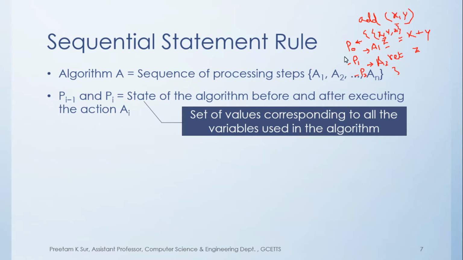Now if you look here, in p0 the value of z will initially be 0. Okay, and in p1 the values of x and y will not change, only the value of z will change. Okay, so that will be the change of state before and after executing a statement in the algorithm. Okay, so the state of an algorithm is the set of values corresponding to all the variables used in this algorithm.